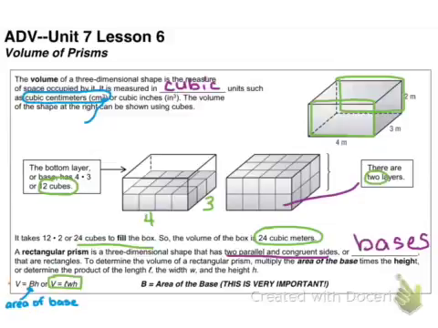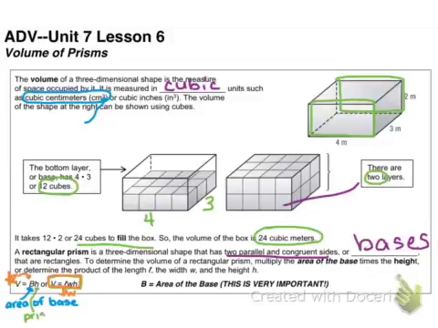But this formula will work for any prism. So if you can just learn this one, area of the base times the height, then you can find the volume of any prism. This formula over here only works for a rectangular prism, because if you look at that length times the width part, that's how you find the area of a rectangle, and a rectangular prism has a rectangular base. So what you're really doing is finding the area of the base and then multiplying it by the height of the prism.